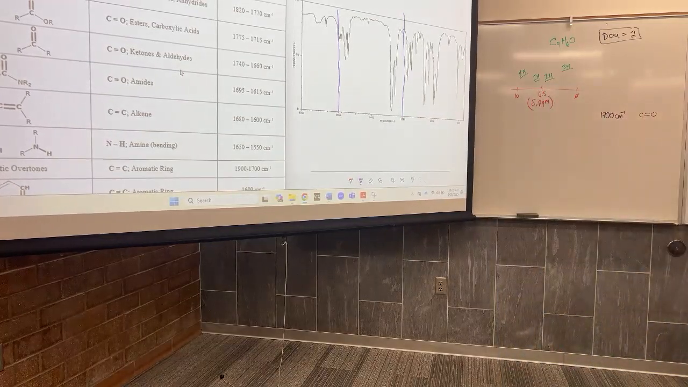But can we assign a functional group to it? No. It falls in the range for ketones and aldehydes. It's not far from the range of esters and carboxylic acids. It's not far from the range of amides. So right now, do you want to just leave it at CO double bond? Valid. With aldehyde, because there's also a mark at the 2800 mark.